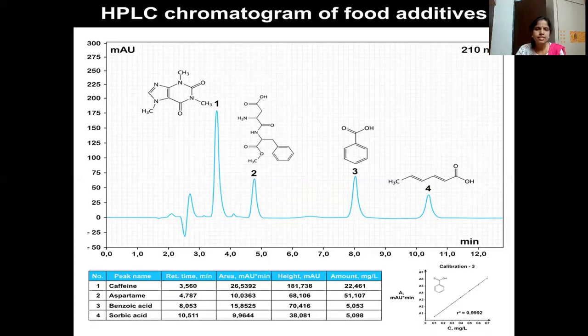So if you get a sample and want to know what food additives it contains, that also we can determine by HPLC. By getting different peaks, that is the elution time, you can see the chart. So all this will be recorded in the computer itself: what is the retention time of caffeine, aspartame, like that, and what is the area covered under that peak, what is the height of the peak, and the amount.